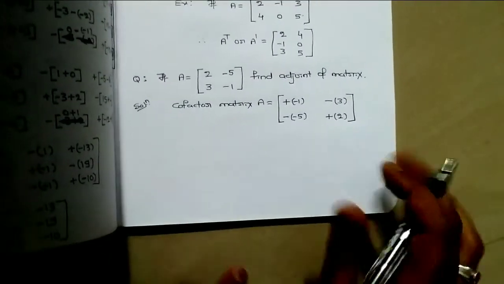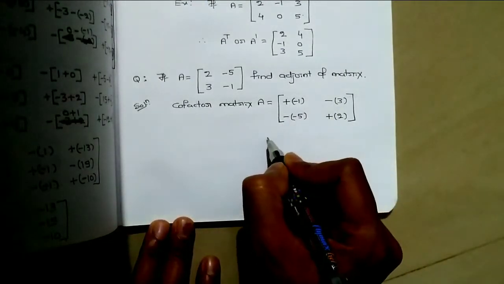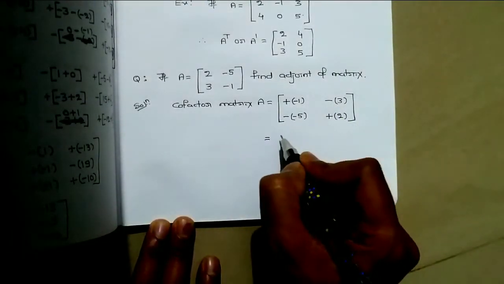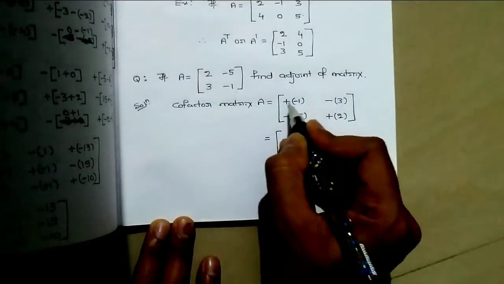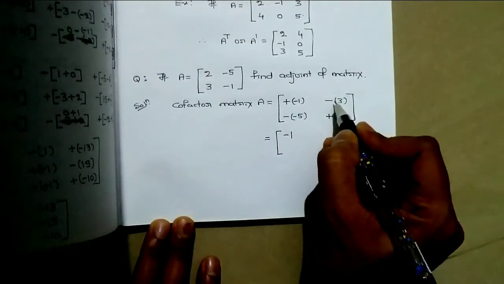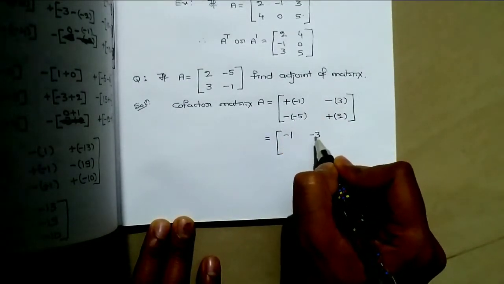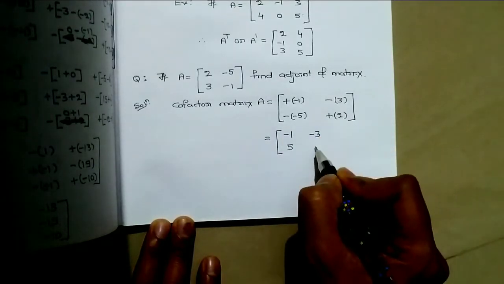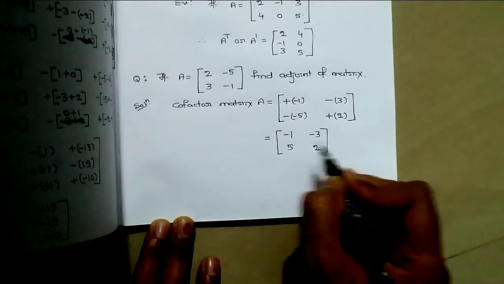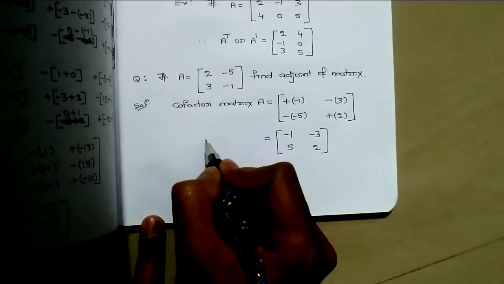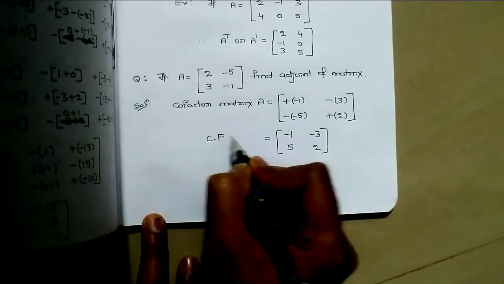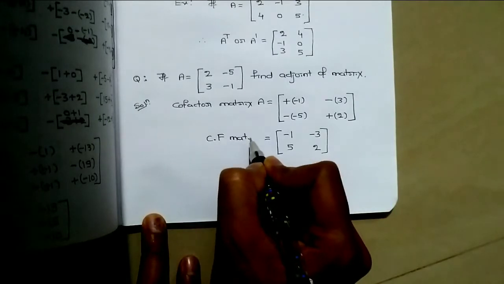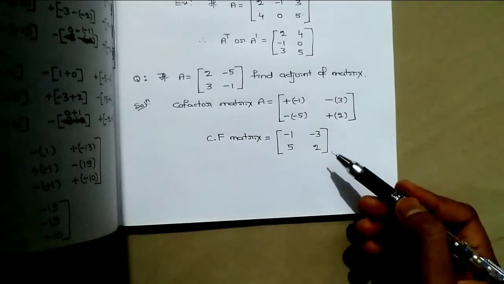Next, multiply the sign. So, plus into minus is minus 1, minus into plus is minus 3, minus into minus is plus 5, plus into plus is plus 2. So this is the cofactor matrix. Now we got the cofactor matrix.